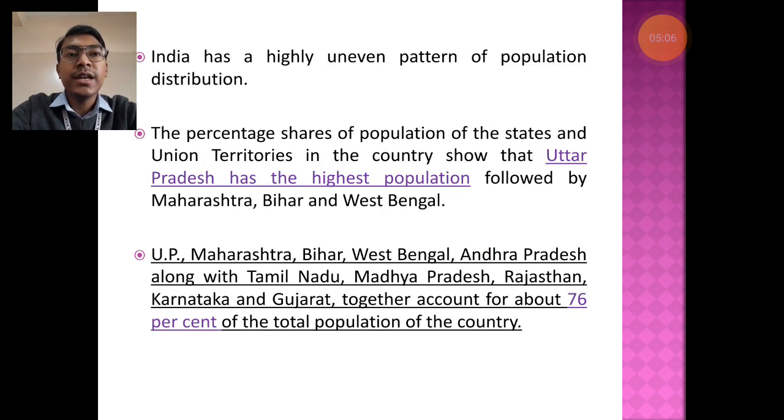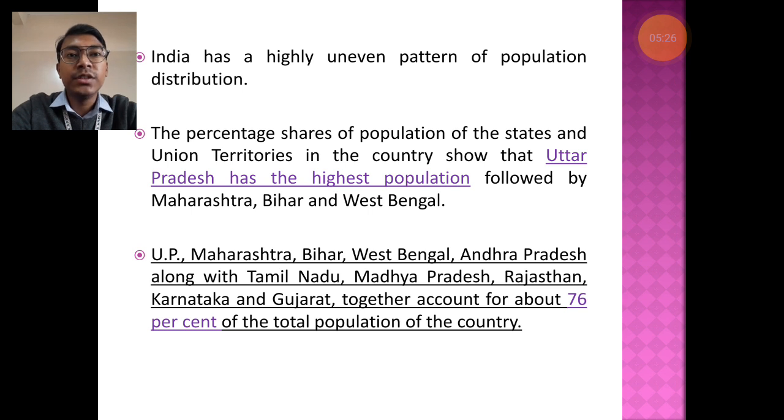See, India has a highly uneven pattern of population distribution. So our country India is having the second largest population. We are the second largest country in terms of population, as well as in terms of size, in terms of territory we are the seventh largest country in the world.